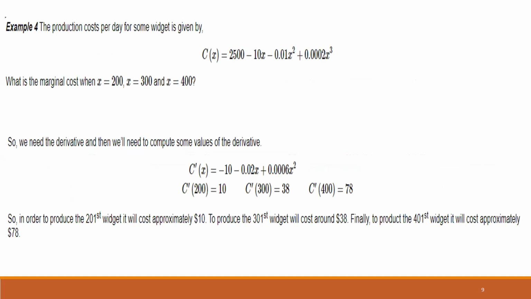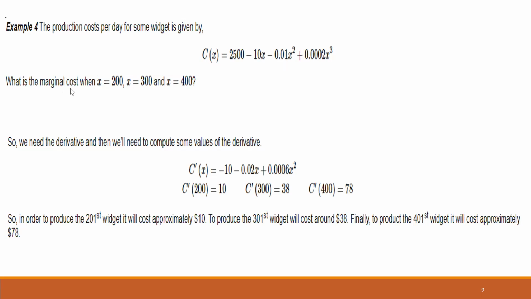So notice, we were looking back at the same example, right? The production cost per day for some widgets is given by this. Oh, this is different. Let's see. Yeah, the cost function is different. So the production cost per day for some widget is given by this. This is your cost function.